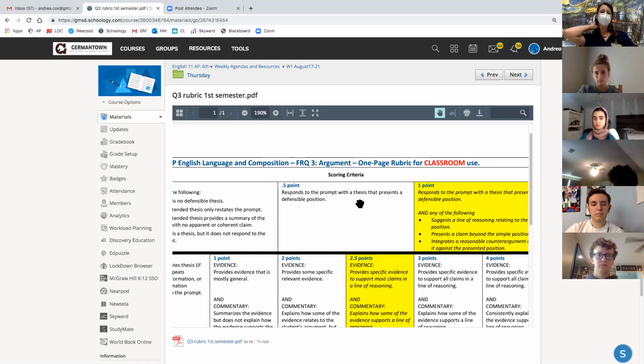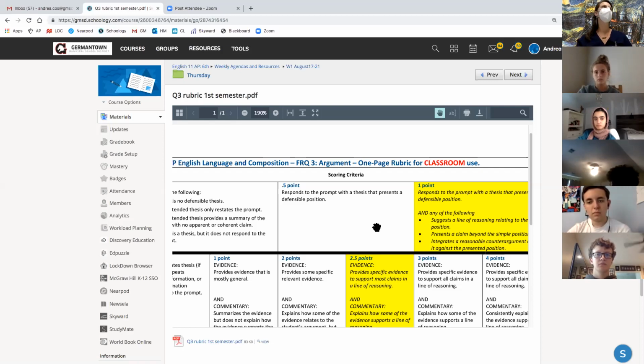0.5 means you respond to the prompt with a thesis that presents a defensible position. Who can tell me what a defensible position is? What does it mean? Anybody? You're taking a side. Yeah, you pick a side. It's arguable, basically. And pretty much everyone did that, so that's really good. You wouldn't ever write a paper where you're like, oh, this table is brown, and that's your thesis, because there is no way to argue that.